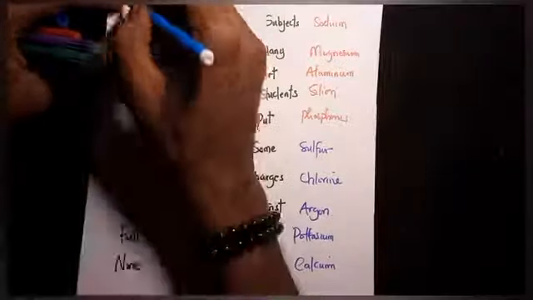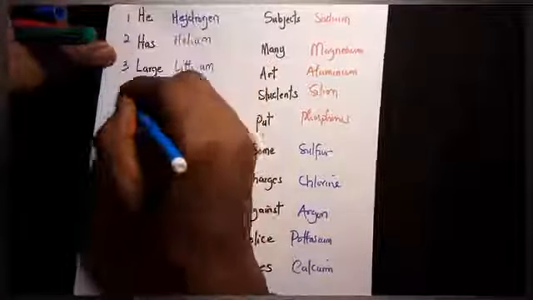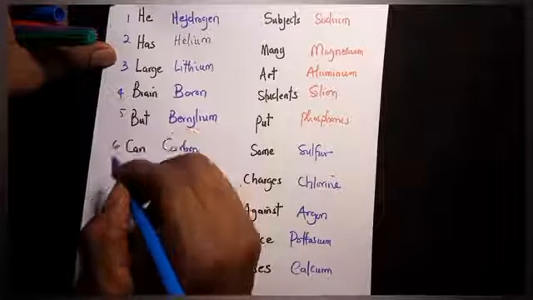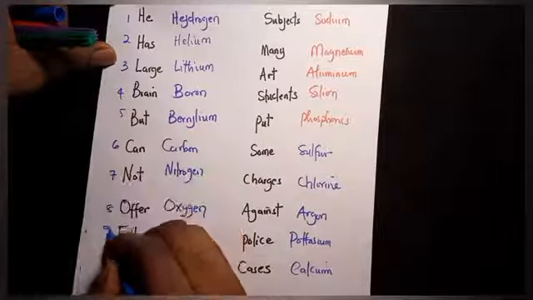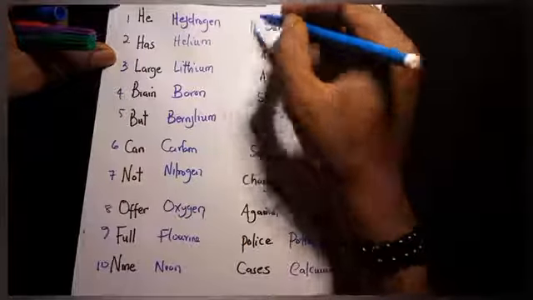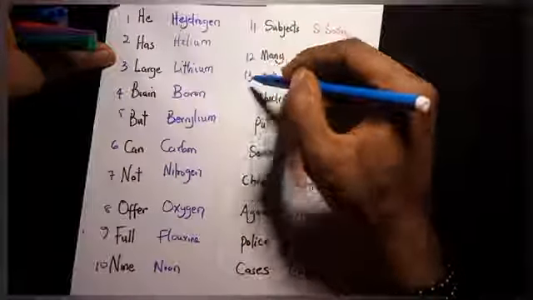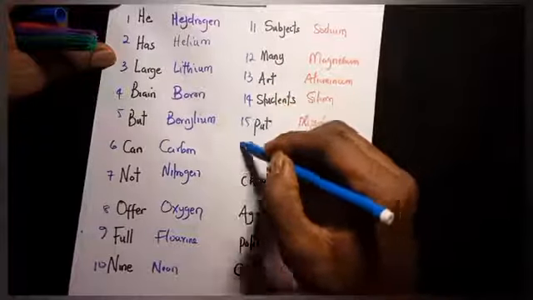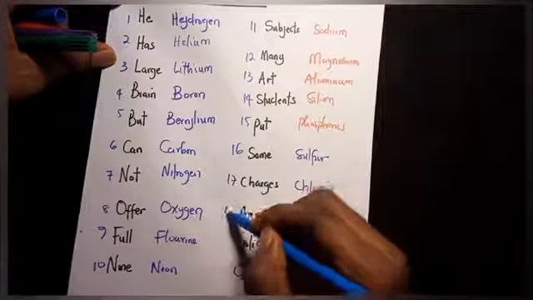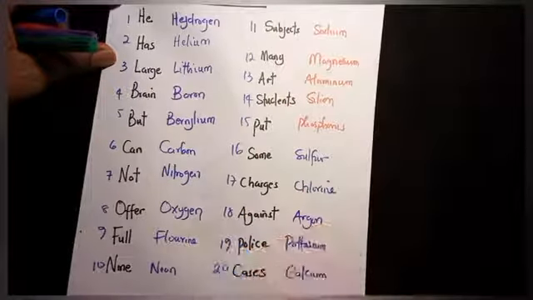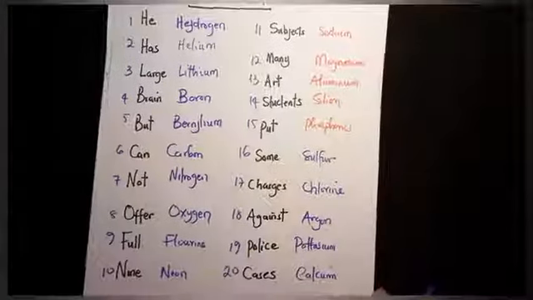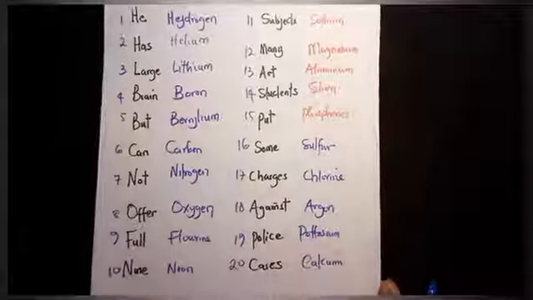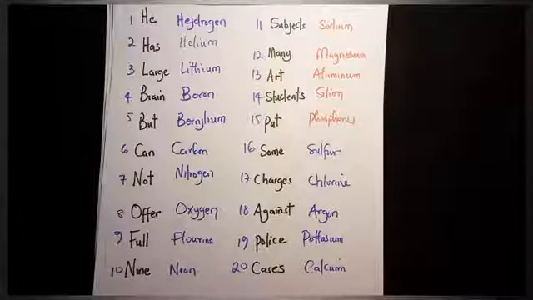All right, so let's number them. We have 1, 2, 3, 4, 5, 6, 7, 8, 9, 10. And here 11, 12, 13, 14, 15, 16, 17, 18, 19, and 20, the first 20 elements. Don't forget them because they're important for you to do all the basic reactions you're going to be doing in chemistry.